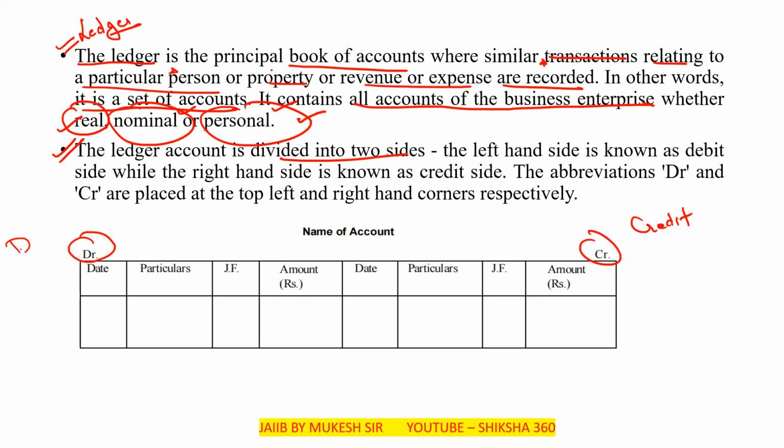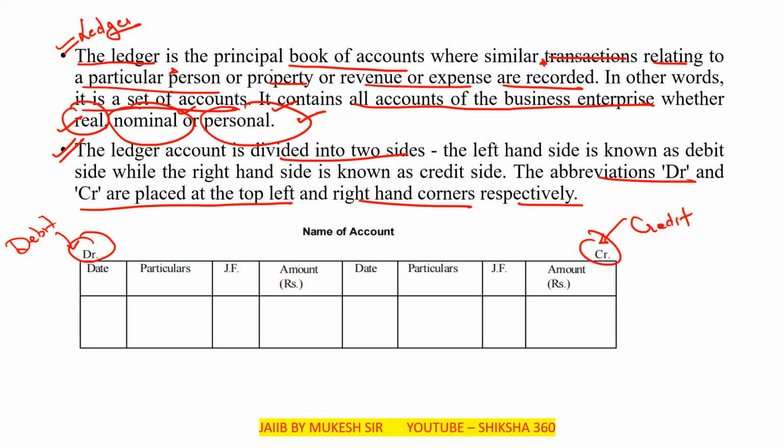The abbreviation for the debit is DR and the abbreviation for the credit is CR. The abbreviations DR and CR are placed at the top left and right hand corners respectively.